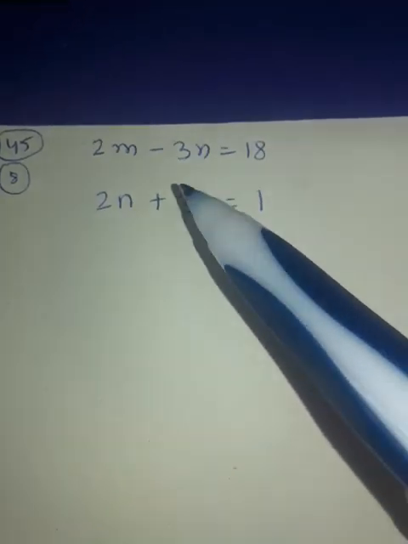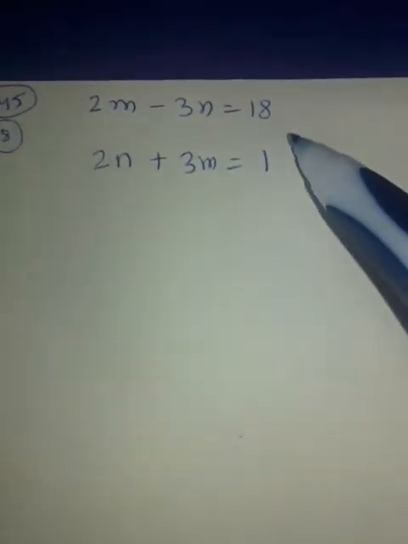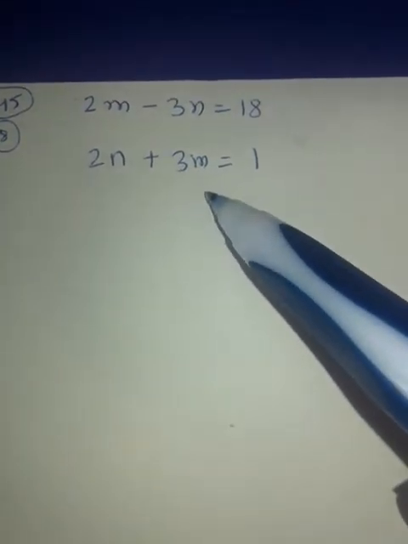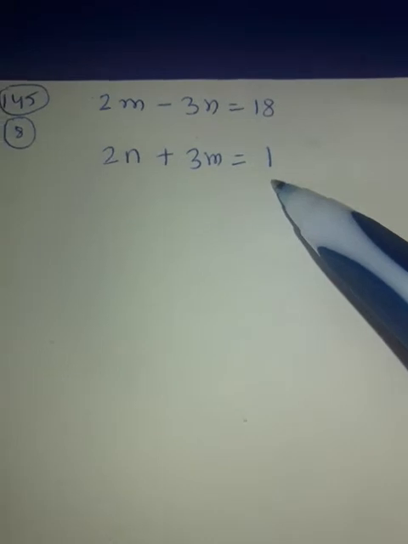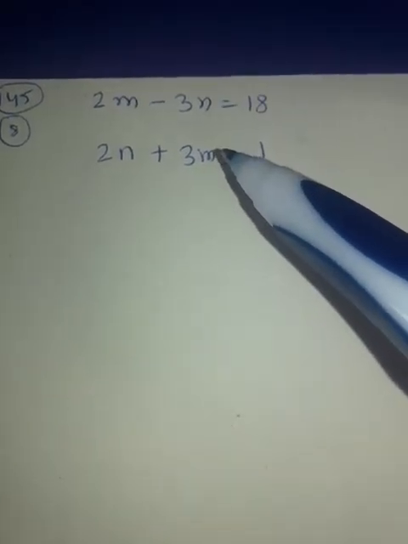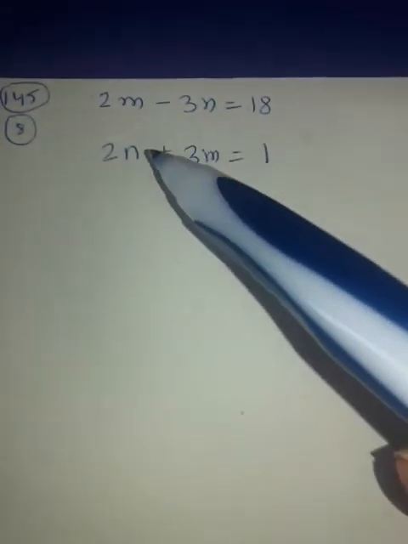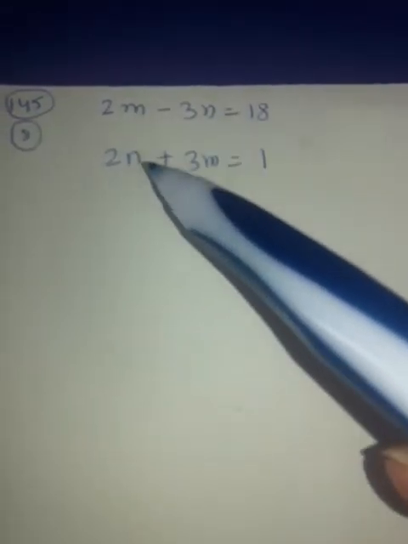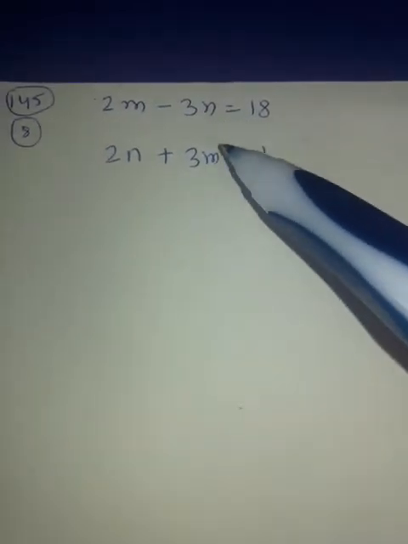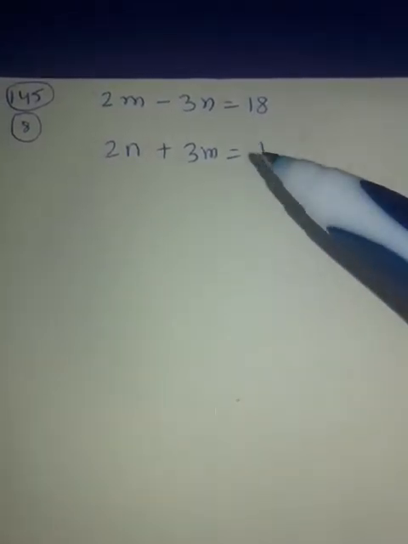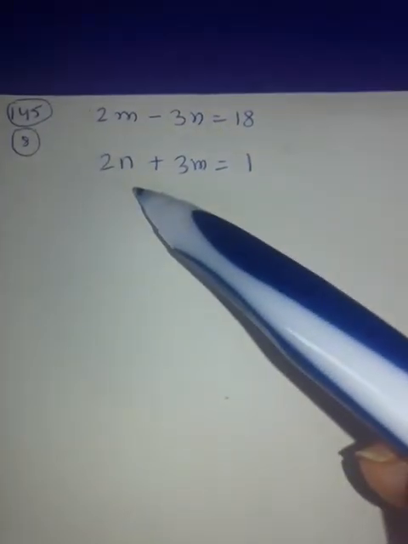One more example. Now I am using m and n instead of x and y. See here now it is 2m minus 3n is equal to 18, 2n plus 3m is equal to 1. So what is our condition? X below x and y below y. Is it satisfied here? See, below m what are we writing? N. And below n we are writing m. This is not allowed for the shortcut. So what do we need to write? Below m we need to write m, and below n we need to write n.